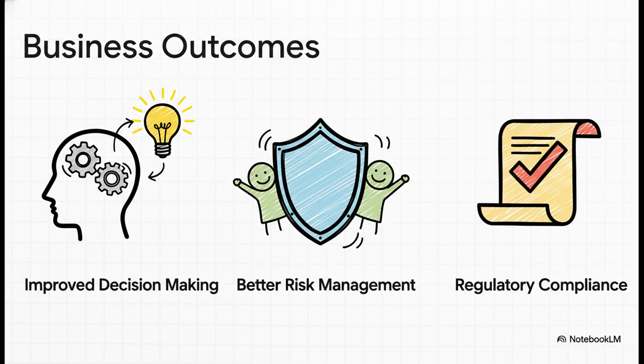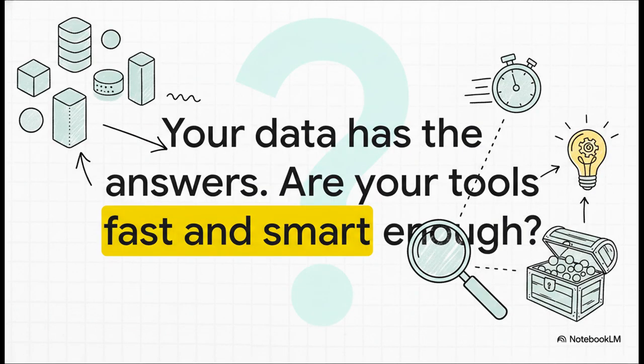First, your teams can make better, faster decisions because they have the data they need right when they need it. Second, you're managing risk better and building trust with your customers. And finally, you have the tools to actually keep up with all those complex regulations like GDPR and CCPA. So, we'll leave you with this final thought, which really gets right to the heart of it. The answers your business needs to grow and succeed, they are almost definitely hiding somewhere in your data. The real question is, are your tools fast enough and smart enough to actually find them?